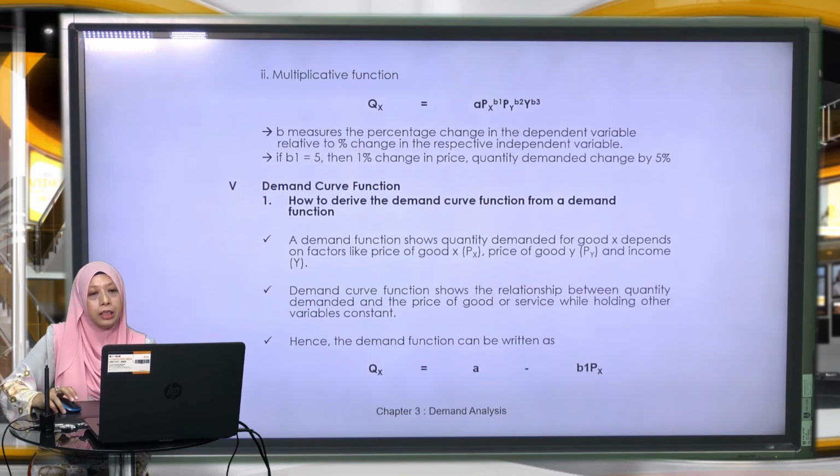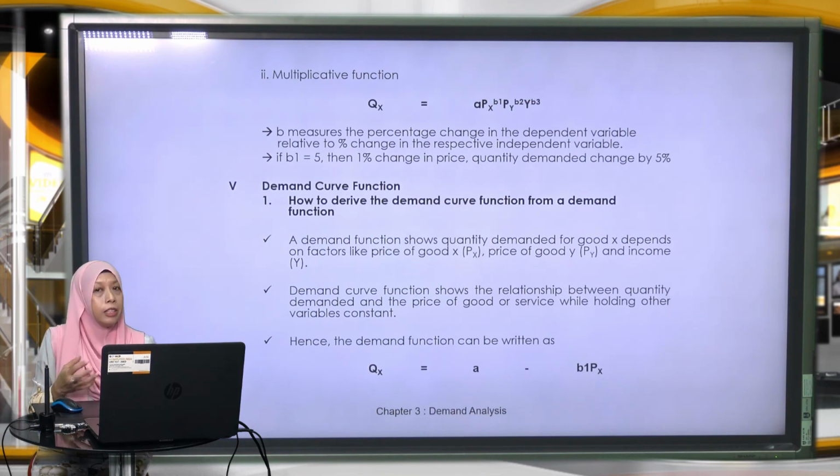Now let us proceed with the multiplicative function, which is another form of the demand function. In a multiplicative function, the exponents, in this case the B's, measure the percentage change in the dependent variable when you change the independent variable by 1%. So if the value of B1 here is equal to 5, this simply means when the price of good X changes by 1%, quantity demanded for good X will change by 5%. This is how you interpret the exponent in a multiplicative function.